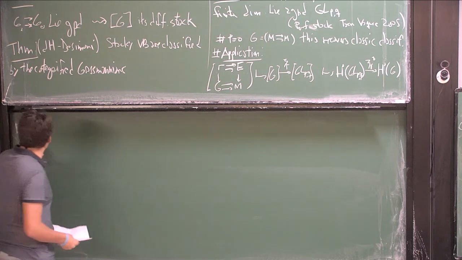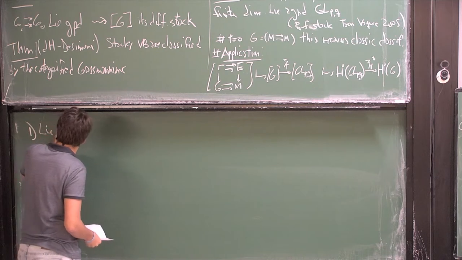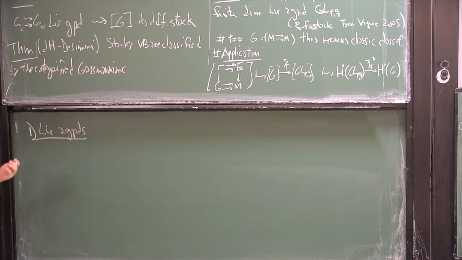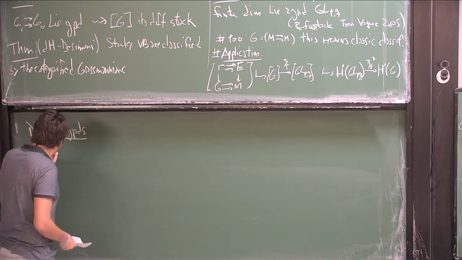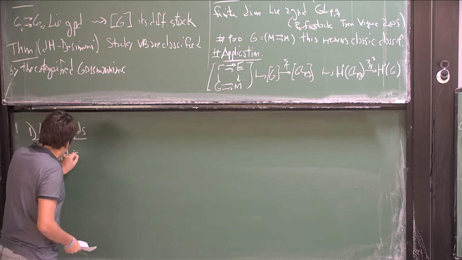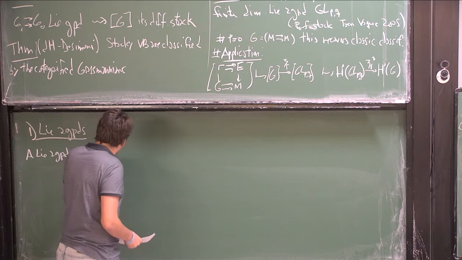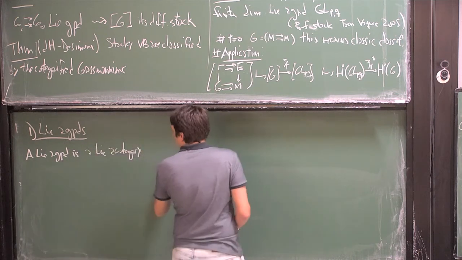So first I'm going to talk about the two groupoids. Okay. I will say a bunch of things about the little groupoids. So the first one is what a little groupoid is. What do I mean by a little groupoid? So a little groupoid is a little category. And what does it mean?